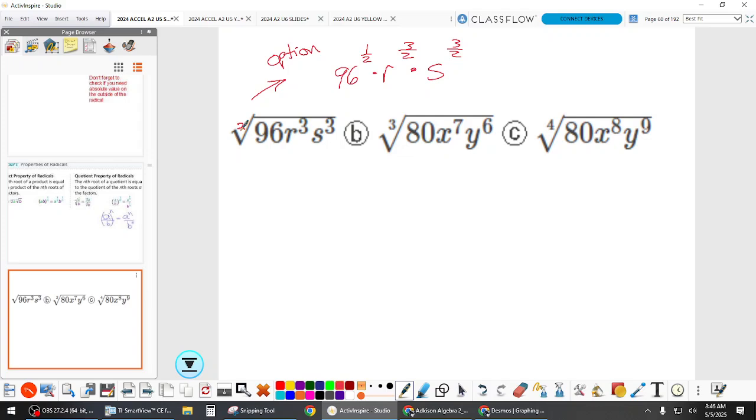Here's how I want you to do these, though. It's interesting that Mr. Hale called it jailbreak, because that's what I call it too, and we've never talked about it. But basically, we're trying to get groups out of the radical, groups of how many the index is. Right now our index is 2, so we can pull anything out in groups of 2. Everything else stays inside. That's the whole idea behind jailbreak: you can't leave your buddies behind. If you're in a group, you come out as a group. To do that with numbers, you have to prime factor.